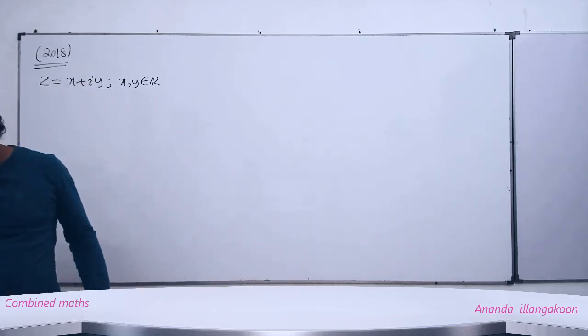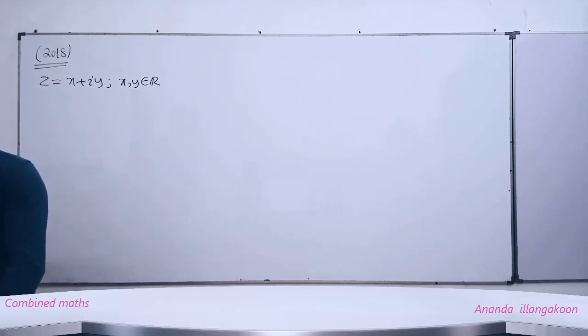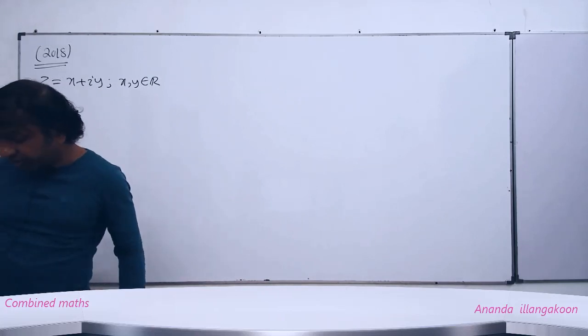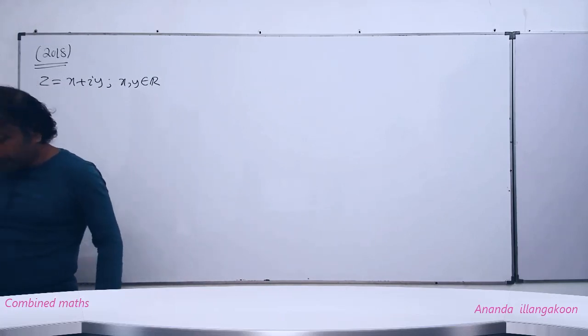Now, given this way, a complex number W given as 1 plus z divided by 1 minus z. Z not equal to 1.